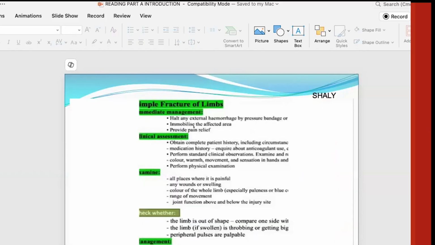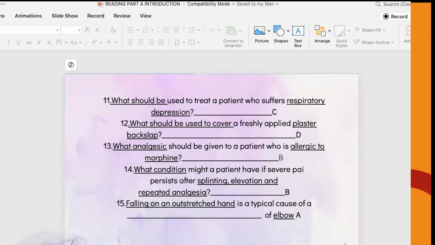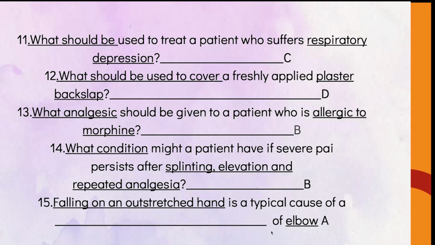Then the next question is, what analgesia should be given to the patient who is allergic to morphine? Then for allergic to morphine, never take only the morphine. Allergic to morphine, that is the keyword we have to underline. Then analgesic also underline, and then we have to think where it might be. The possibility is in the B paragraph, text B, and we have to write that.